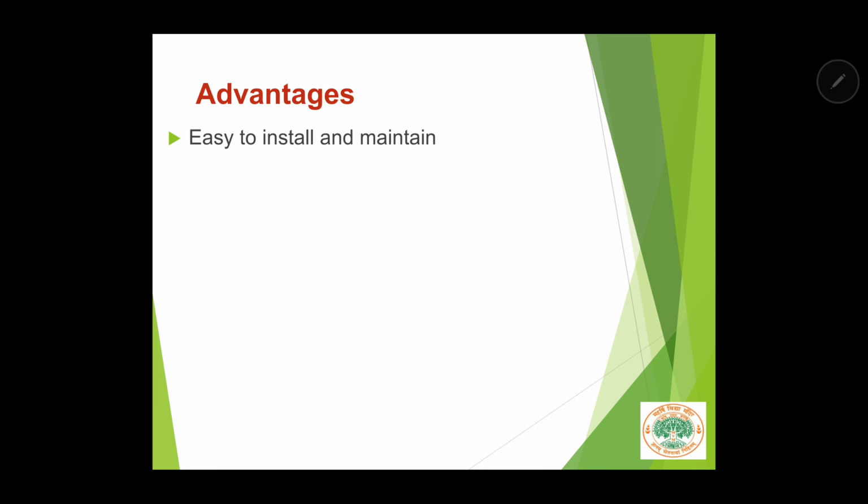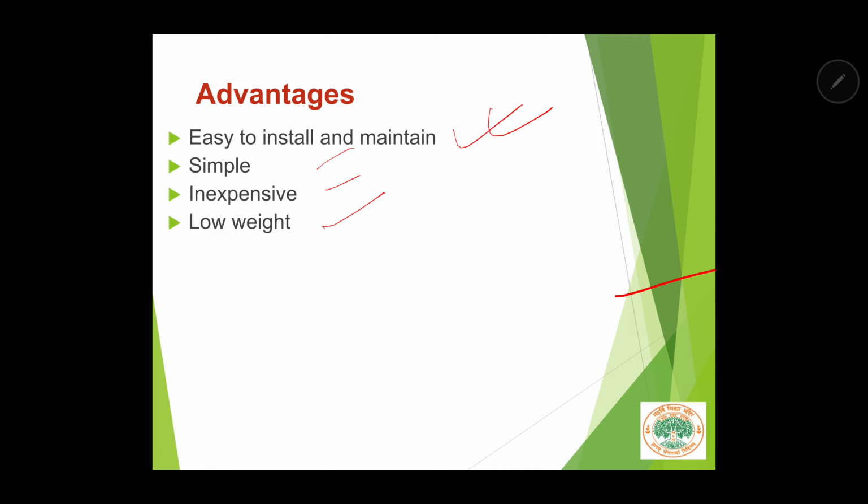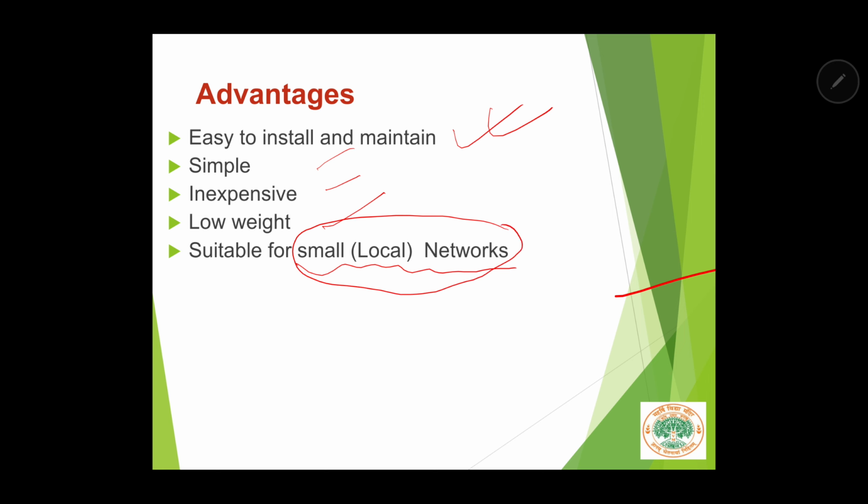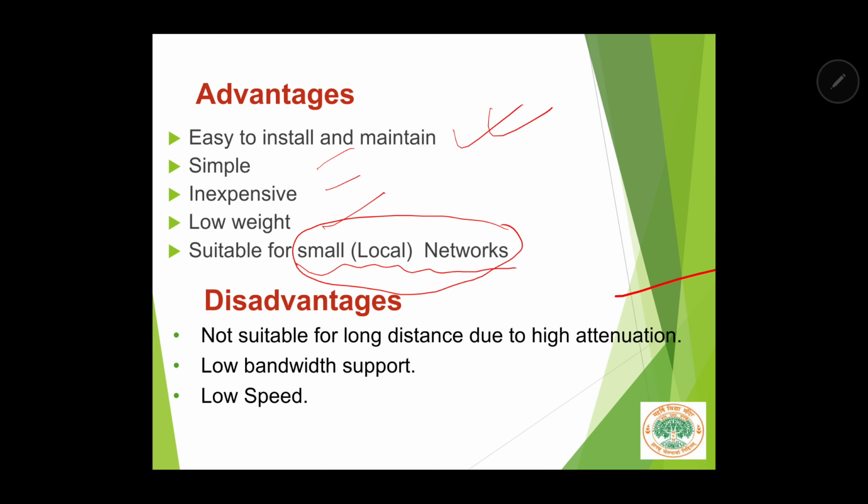So what are the advantages? It is easier to install and maintain twisted pair cables. You can just buy it from the market and install it by yourself. Second, it is simple and also inexpensive. It is low weight. Next, it is suitable only for small local area networks. But remember, it has certain disadvantages. What are the disadvantages? It is not suitable for long distance communication due to high attenuation.